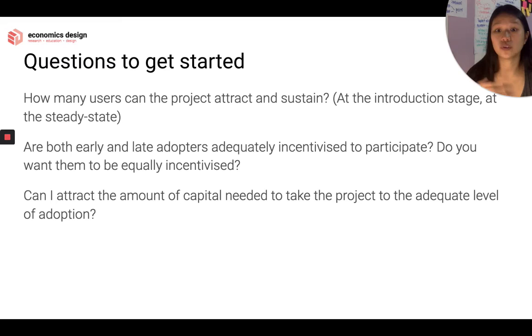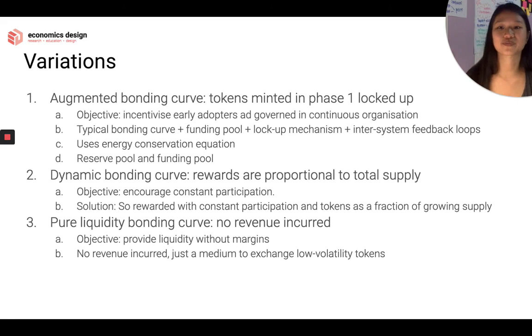So maybe can you do that? Or maybe you have to look at lock-in of tokens so that you have the amount of capital needed to run your project and start earning money and start growing the token bonding curve. So these are some questions to get started, and so you can start thinking if token bonding curve is the right curve for you.